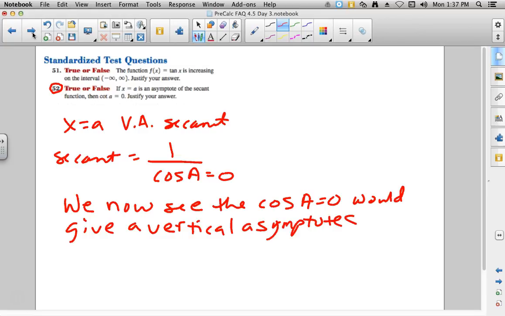Now let's hook it up with what we know about cotangent. So cotangent of any a equals, well, let's see, tangent is sine over cosine. Cotangent is cosine of a over sine of a. And if it's a vertical asymptote, that means that the cosine of a is 0.